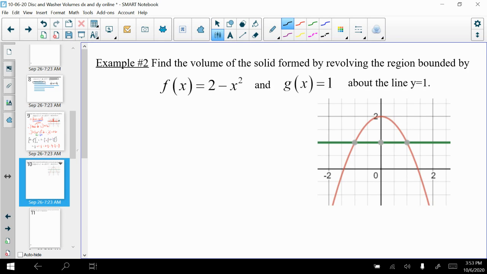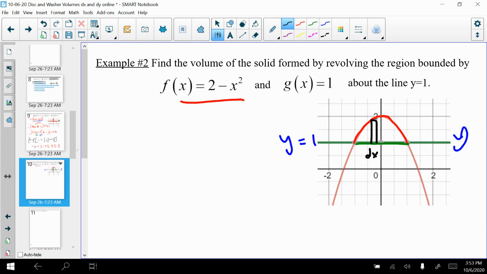Here's our f of x, and I'll put it in red. F of x is the quadratic. And here's g of x at 1. And then we're rotating this about the line y equals 1, which is that horizontal line there. So we have our little dx rectangle.